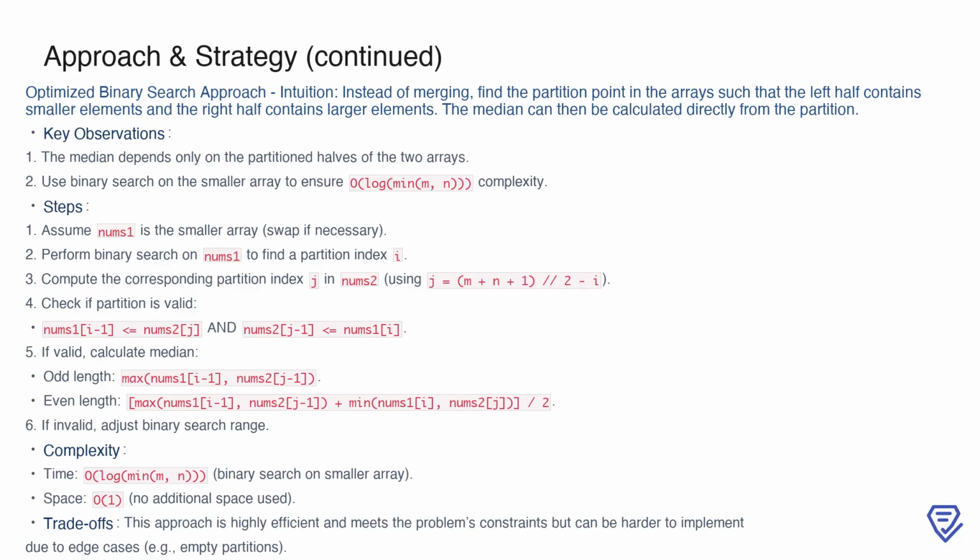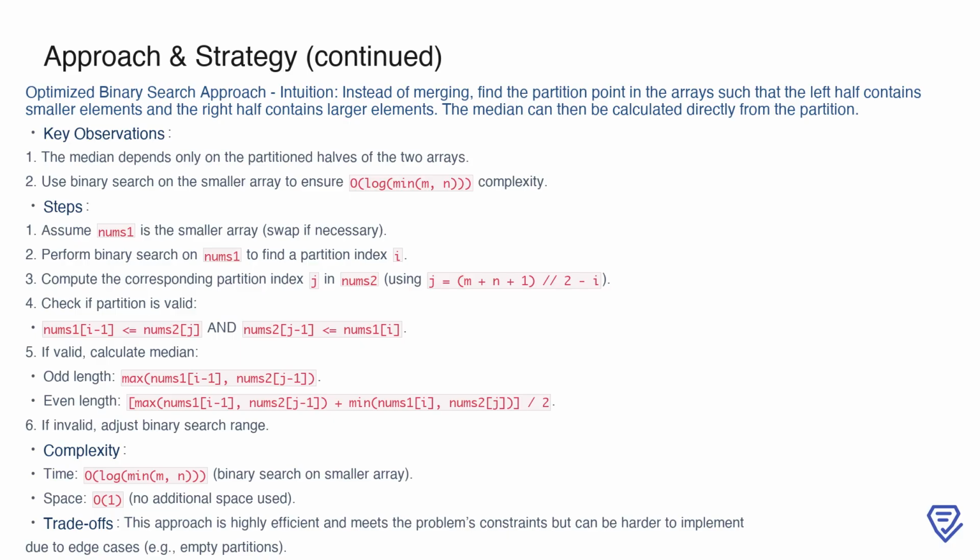Second, we can leverage binary search on the smaller array to achieve the desired time complexity of O(log min(m, n)). Here's how it works. Assume nums1 is the smaller array, swapping if necessary. We perform binary search on nums1 to find a partition index i, and calculate the corresponding partition index j in nums2. The goal is to ensure the partition is valid, which happens when the largest element in the left partition of both arrays is less than or equal to the smallest element in the right partition.